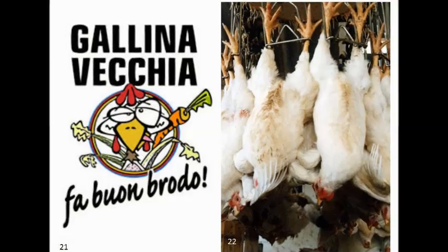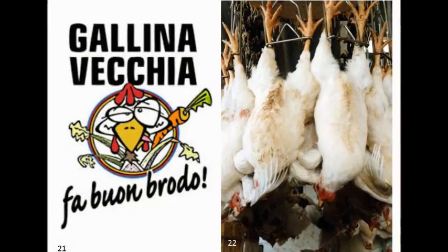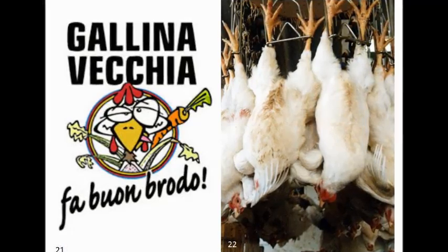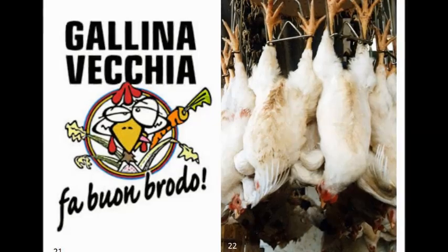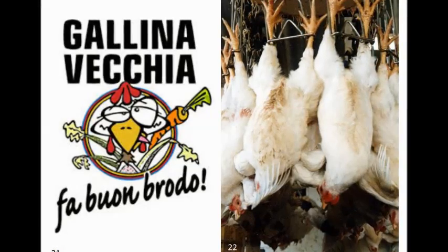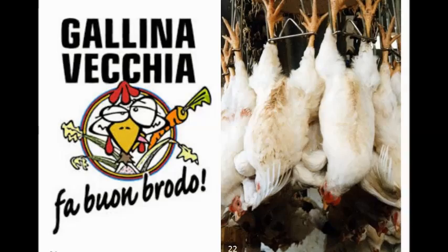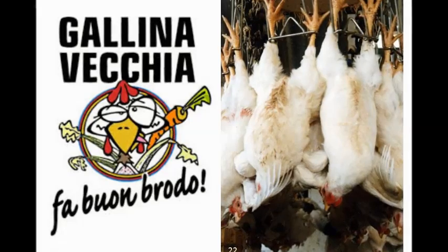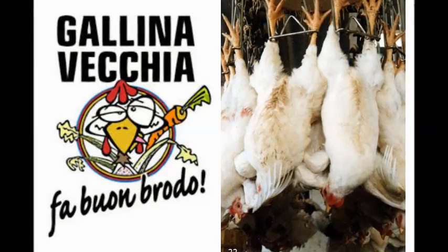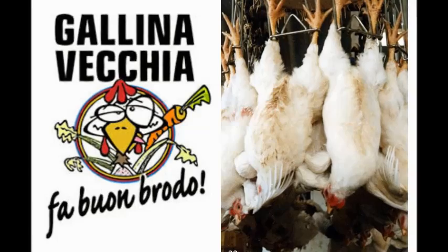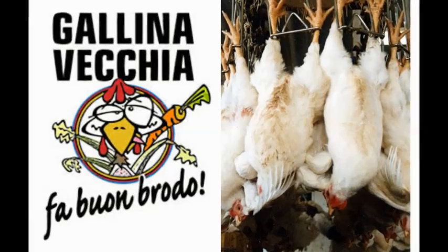Meat quality of hens raised on ground will be better than that of hens bred in cages, because the animal can perform movements of its own nature. Moreover, this system provides less stress to the animal, avoiding violent practices carried out in other situations. And gallina vecchia fa buon brodo.